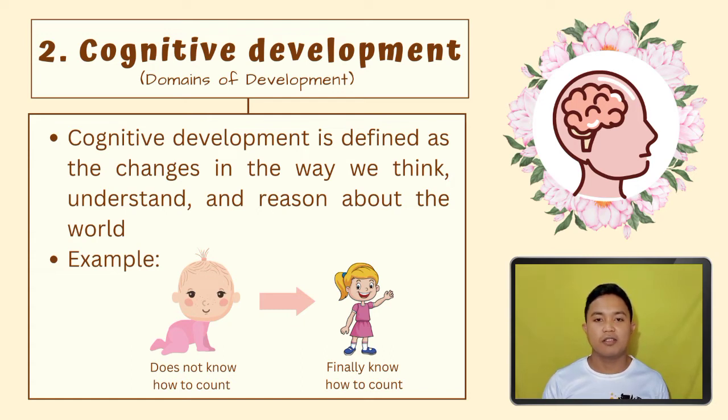The second domain is cognitive development, which is defined as the changes in the way we think, understand, and reason about the world. An example is an infant who is not able to count numbers, but through the stages of cognitive development, she finally knows how to count numbers. In short, the cognitive domain includes intellectual development and creativity.